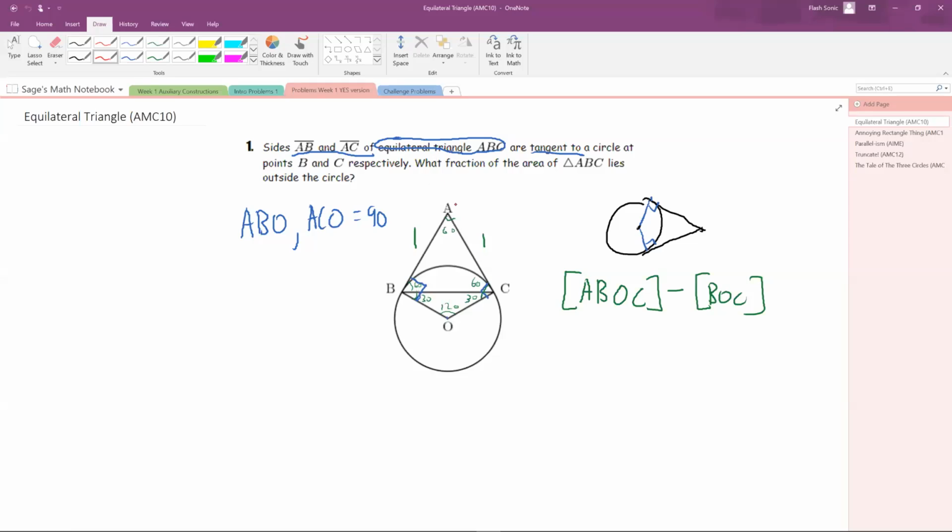So the first thing to do is find the area of quadrilateral ABOC. And we can do that by splitting this quadrilateral up into two right triangles, because we know that ABO is equal to 90 and ACO is equal to 90. Now, since we know that AB and AC both have length 1, if we call the intersection of the diagonals X or something, then we know that BX is equal to 1/2 and XC is also equal to 1/2.